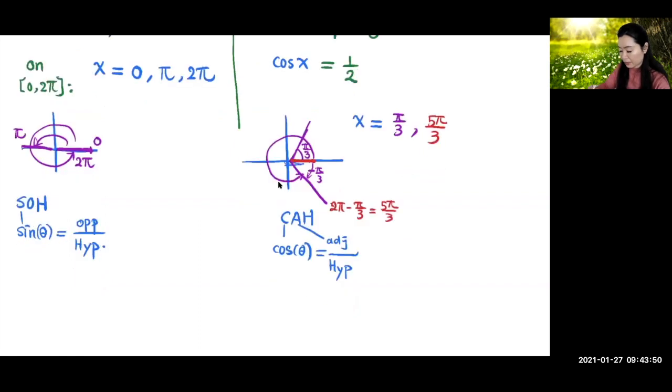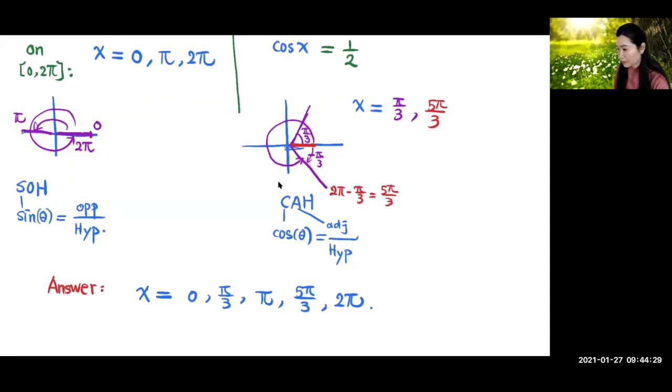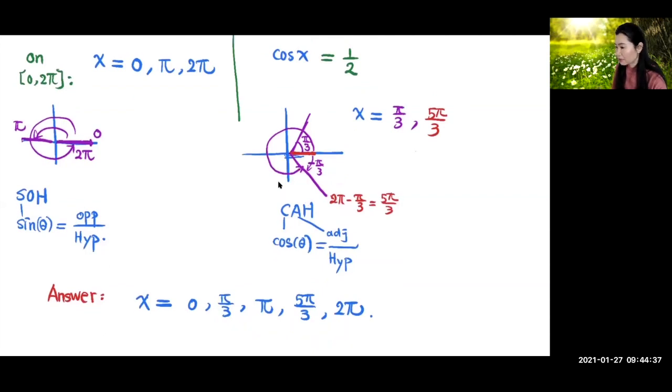So the answer over here will be x is equal to, they want you to enter that from small to big and separated by commas. So the smallest one is 0, and then the next one is pi over 3. And then what's the next one? Pi, right? And then the next one will be 5 pi over 3, and then the last one will be 2 pi. So those are angles in radian, and that's in 0 to 2 pi. Those are the solutions for that equation. Okay, so does it make sense?